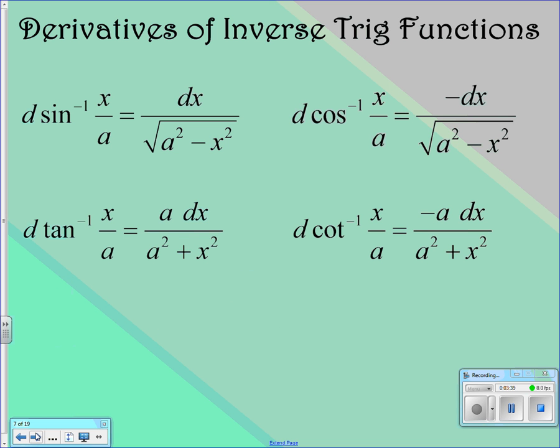And then for the derivative of cotangent inverse, again, if you'll notice, it's very similar to tangent inverse. You've got an a dx in your numerator, and over here you have a negative a dx. So the only difference is that negative sign. Everything else is the same. And then moving on to secant inverse of x over a, the derivative of that is a dx over x times the square root of x squared minus a squared.